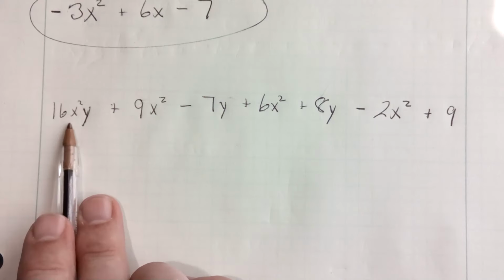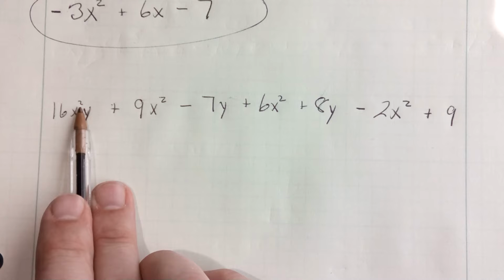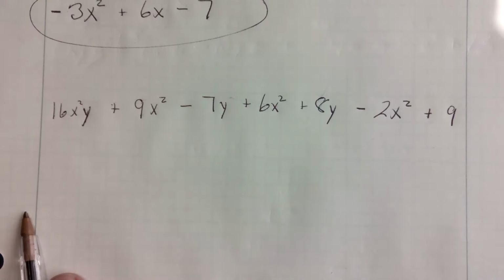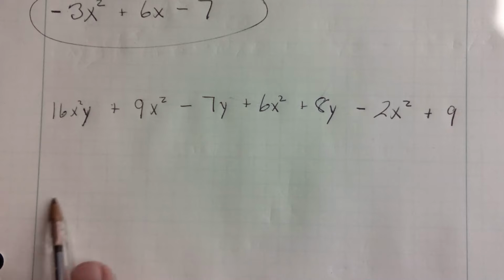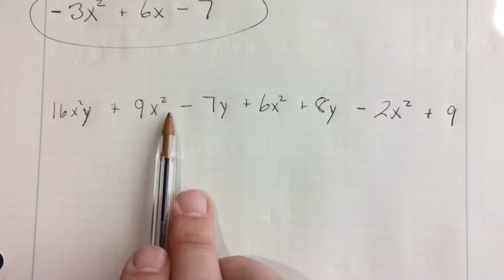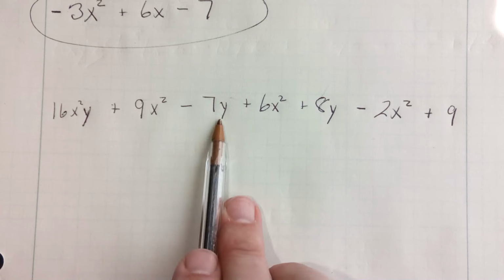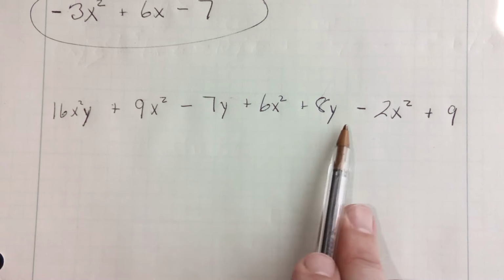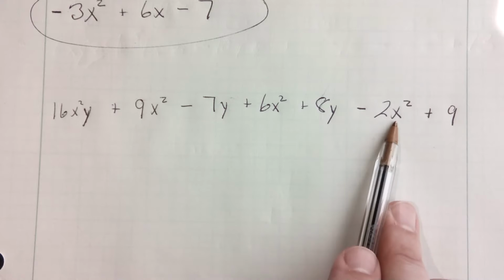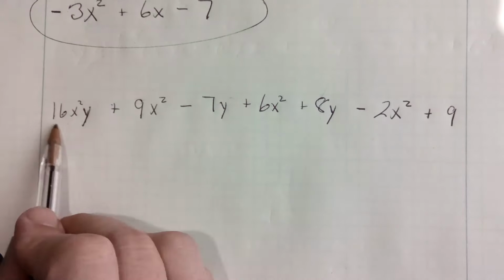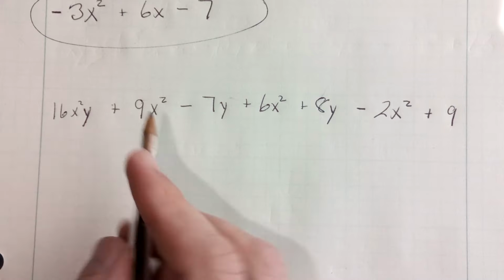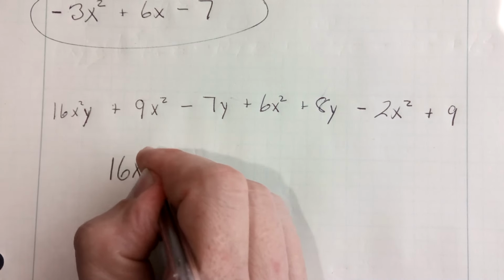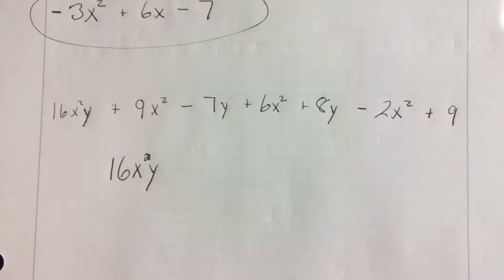So this first term that has an x squared and a y, I'm going to look down and see if I can find any other terms that have an x squared and a y. Well, there's an x squared, but it's missing the y. That doesn't have an x squared. Well, again, there's an x squared, but no y. There's a y, there's an x squared, but no y. So this term here has no like term with it. So the final answer or solution is going to have a 16x squared y as one of its terms.